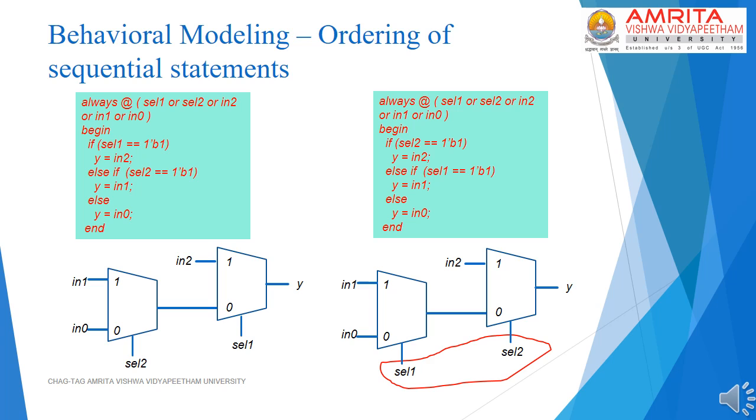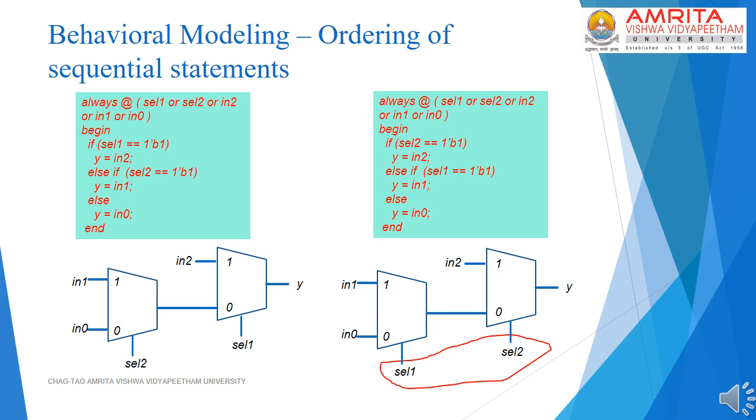This slide illustrates the effect of ordering of statements in a sequential block of code on the hardware that is synthesized from the block. Here we have modeled a cascade of two multiplexers which are controlled by two independent select signals, sel1 and sel2. In the first block, the signal sel1 is checked first, followed by the signal sel2. Now this translates into a cascade where the first level of multiplexer is controlled by the select line sel1 and the second level by the select line sel2.